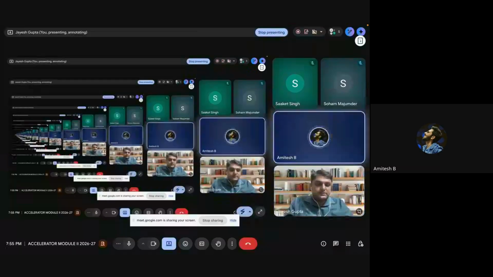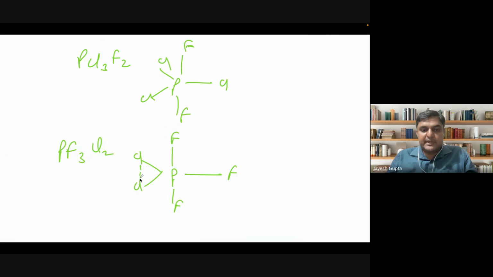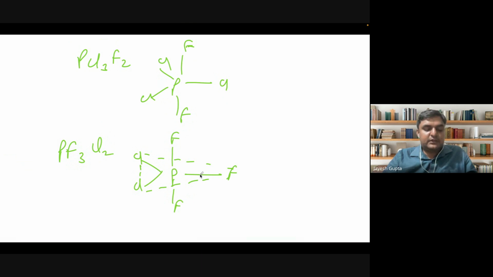Sir, this is not how mine looks. I made a mistake. Okay, so this will be the correct structure. Please make it in your copy. In equatorial you will have one fluorine and two chlorine, and in axial you will have two fluorine. So now VSEPR theory is over.